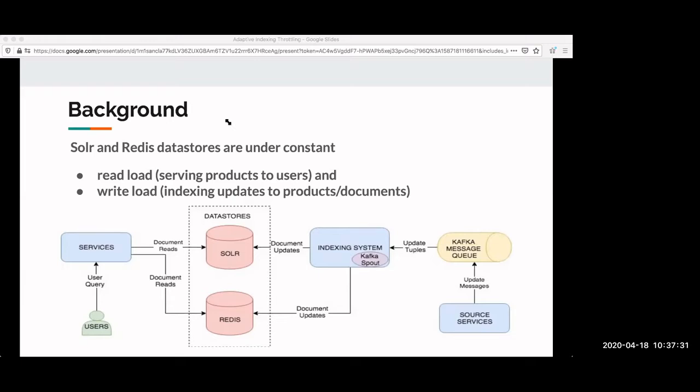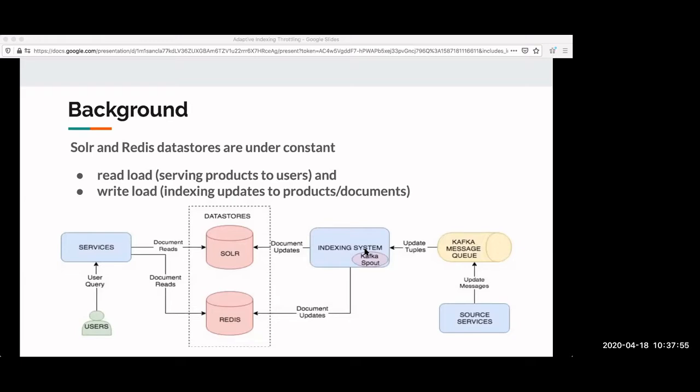So Solr is our data store, and similarly we have Redis. Redis is just used as a cache for our products. Whatever products we serve, we use it as a product cache. So these are the two major data stores where we are constantly making write updates. Then if you come to the left side, we have the read part.